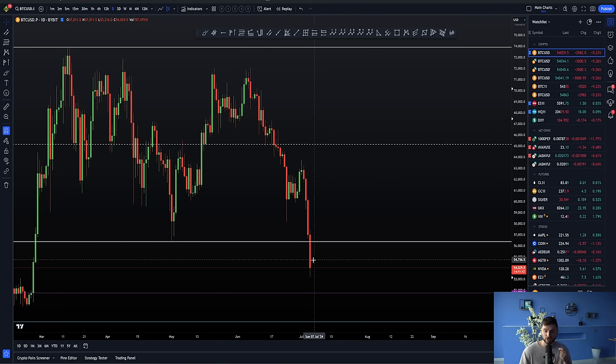Or alternatively, of course, a reclaim of our range low. So if we start to reclaim the range low, well, that then would look to me as another failed auction.